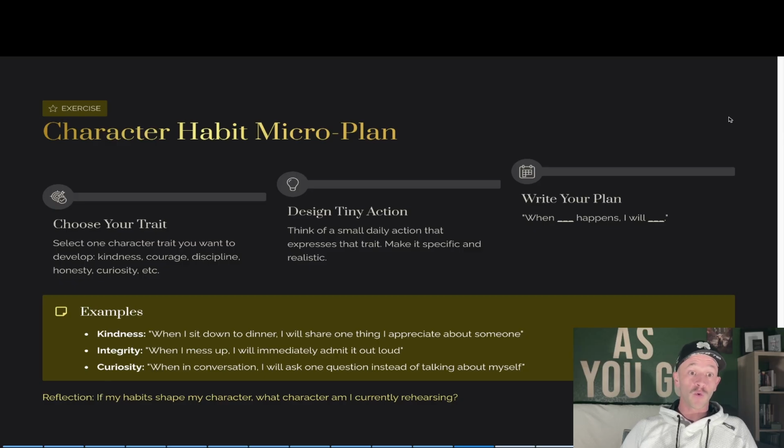Examples. If you want kindness: when I sit down to dinner, I will share one thing I appreciate about somebody. Integrity: when I mess up, I will immediately admit it out loud. Curiosity: when in conversation, I will ask one question instead of talking about myself. Reflection: if my habits shape my character, what character am I currently rehearsing?